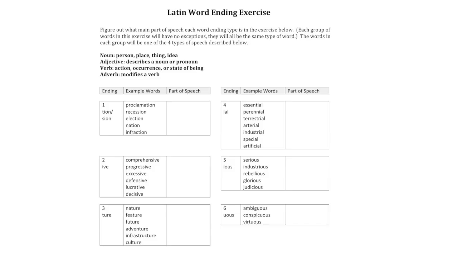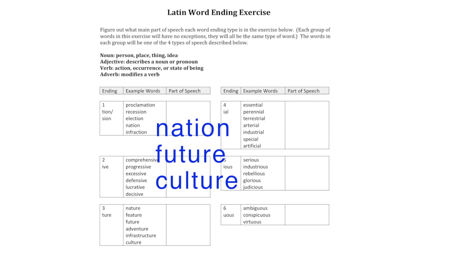For the Latin worksheet exercise for Lesson 8, a young student can just focus on sounding out the easier Latin words and not worry about trying to figure out the parts of speech. You can divide the words up for a young student and help them through sounding out some of the easier words like nation, future, culture, special, and serious.